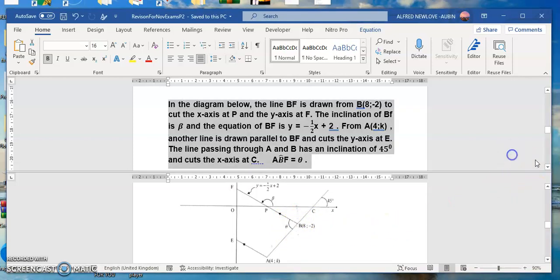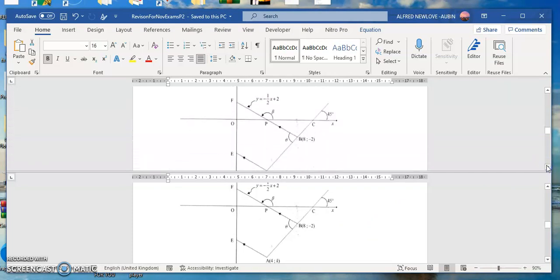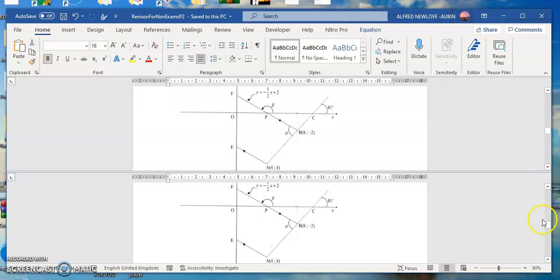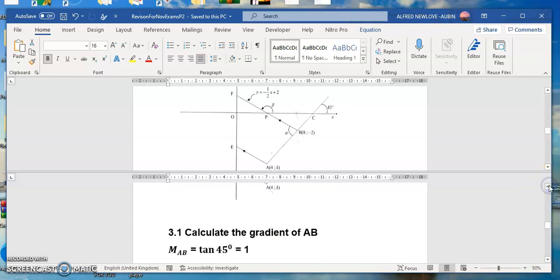What do they want us to do? I'm going to leave this diagram here and check the question. They want us to calculate the gradient of AB. How are we going to calculate gradient AB? Remember, to determine the gradient we take the tan of the angle of inclination. So gradient AB is tan 45 degrees, which is 1. If you press tan 45 degrees on the calculator, you are going to get 1.